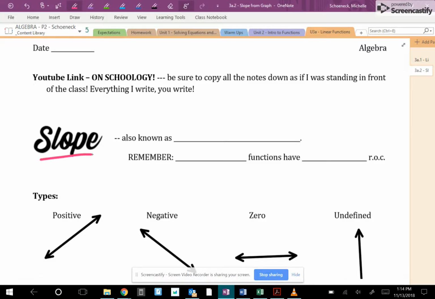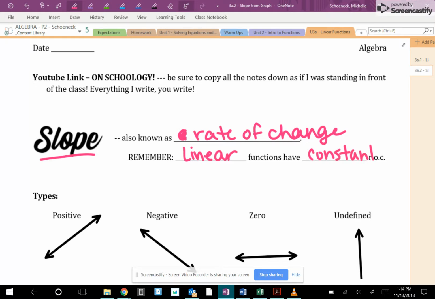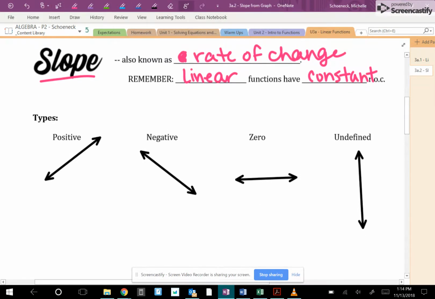Hi guys, today we're going to be talking about slope and specifically calculating slope from a graph. Slope is also known as a rate of change. And what we want to remember is that linear functions have a constant rate of change, or constant ROC.